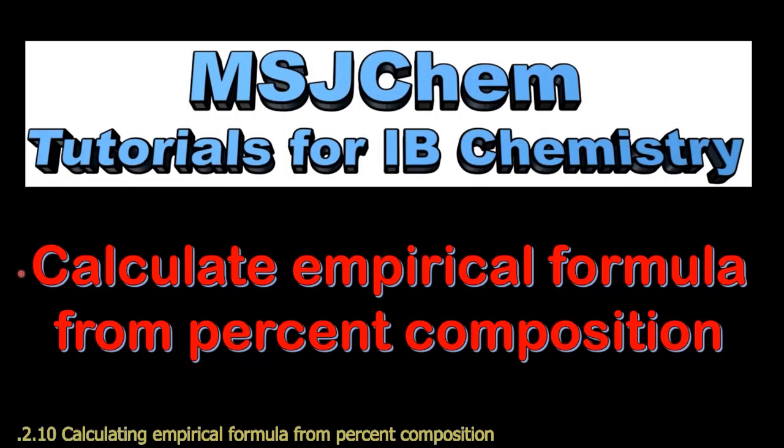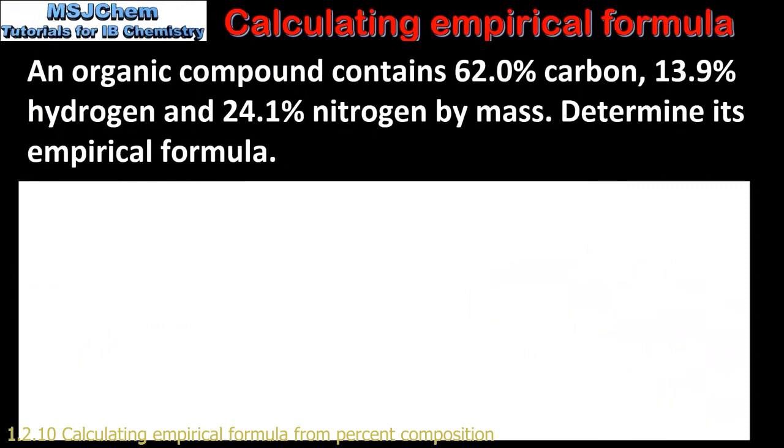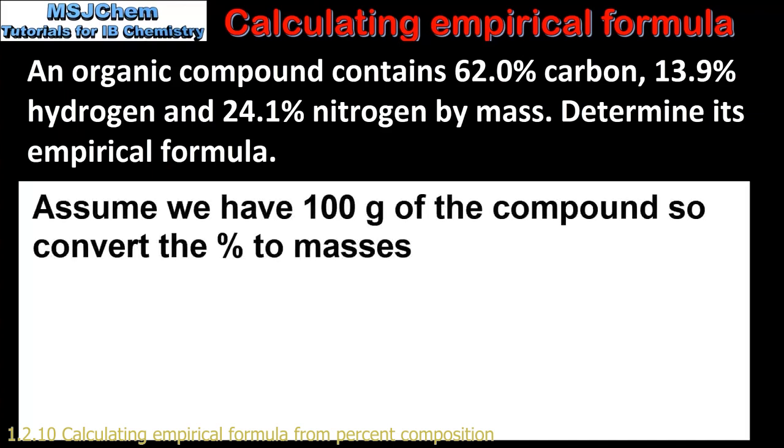This is MSJ Chem. In this video, I'll be looking at how to calculate empirical formula from percent composition. Let's look at an example. An organic compound contains 62% carbon, 13.9% hydrogen, and 24.1% nitrogen by mass. Determine its empirical formula. The first step is to assume that we have 100 grams of the compound. So these percentages can be taken as masses in grams.